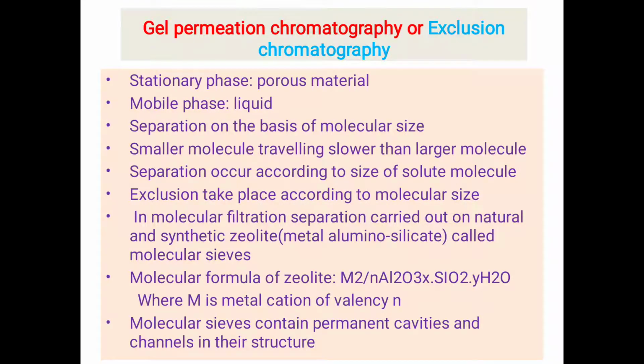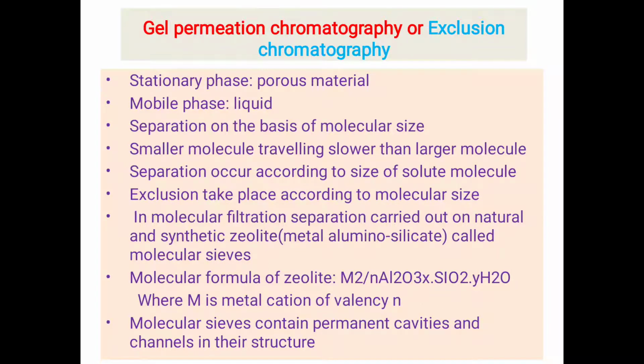In gel permeation chromatography, the separation occurs on the basis of molecular size, and this chromatography is also called exclusion chromatography. The stationary phase used for this technique is a porous material, and the mobile phase is a liquid. The separation occurs on the basis of molecular size.